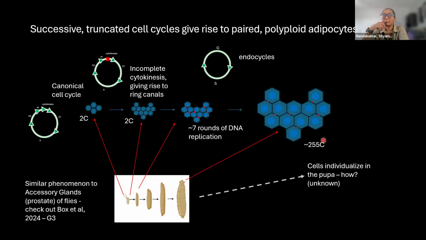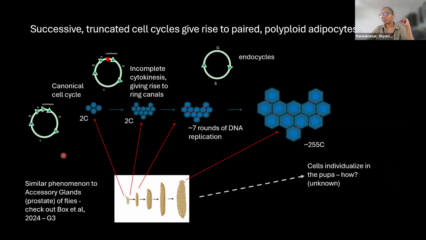So the Drosophila fat body at the last larval instar stage comprises on average about 250 copies of the genome per nucleus. So what we think is happening is that these ring canals form at the end of the last mitotic cell cycle, pairing sister cells, and then individual nuclei undergo about 7 rounds of endoreplication, giving rise to paired adipocytes, which have 250 copies of the genome.